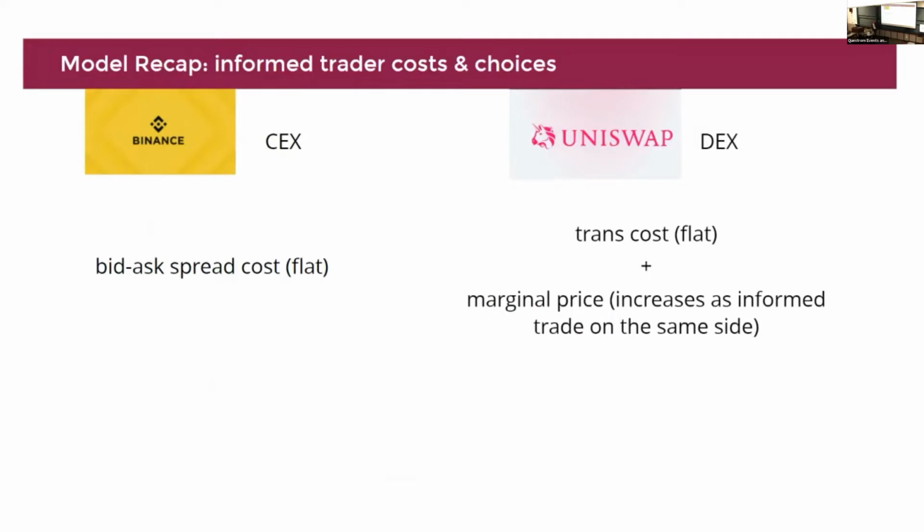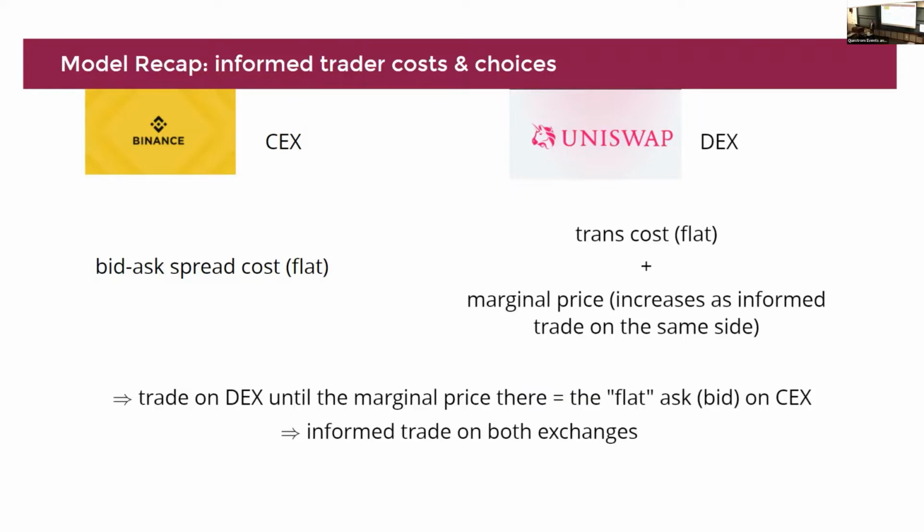Informed traders could go to the centralized exchange and pay a flat bid-ask spread. Or they can go to the decentralized exchange, in which case they incur a flat transaction cost plus the marginal price, which is increasing because of the price impact. So flat versus something that's increasing, there is a point at which you're indifferent. If you're thinking about it dynamically, and the model is static, I'm going to run to the DEX until the price there hits the Binance price, at which point, if I'm too late, I'm just going to go to Binance and clean the market makers out like there's no tomorrow.